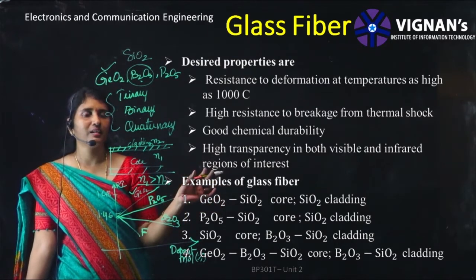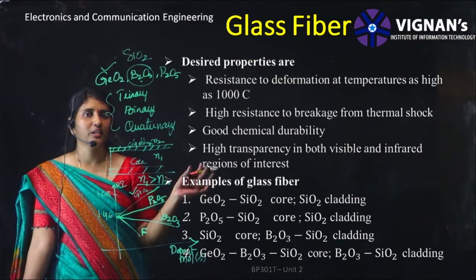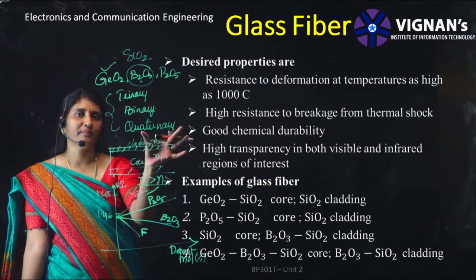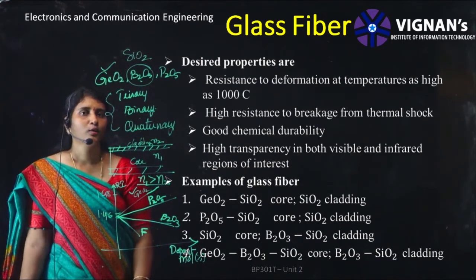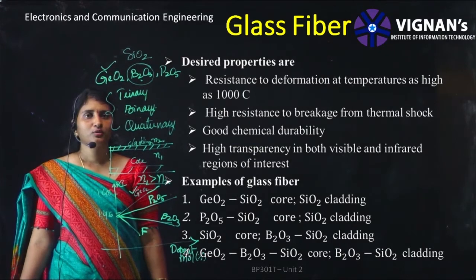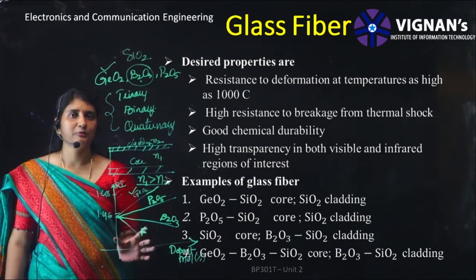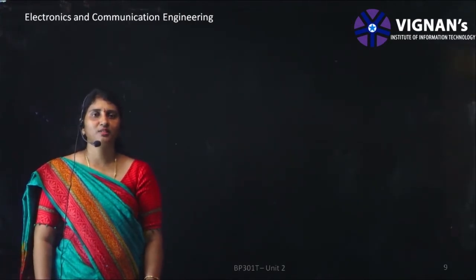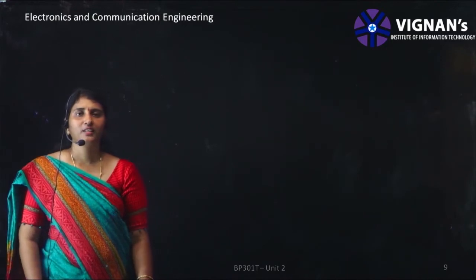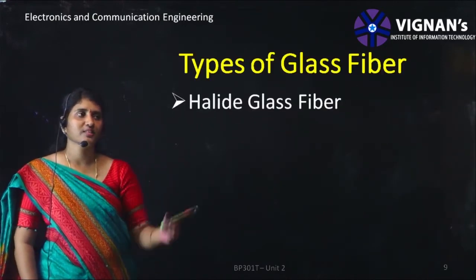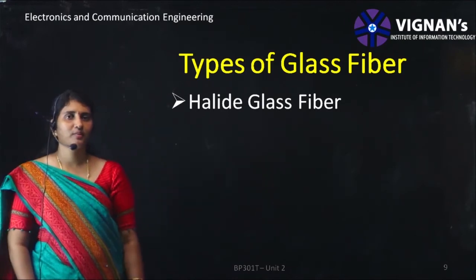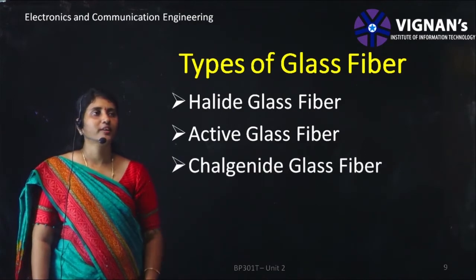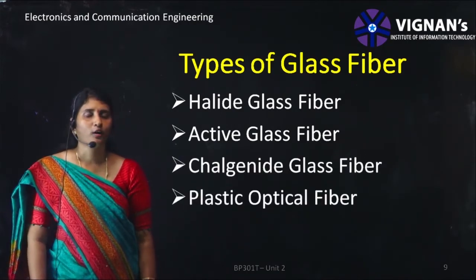If you are using 3 elements in your combination, then it is called ternary. If you are using 2 elements, then it is called binary. If you are using 4 elements in the combination, then it is called quaternary combination. So these are the materials we will generally be using for glass fiber preparation. Now we will go with types of glass fibers. There are 4 different types of glass fibers: the first one is halide fibers, the second one is active glass fibers, the third one is chalcogenide fibers, and the last one is plastic optical fibers.